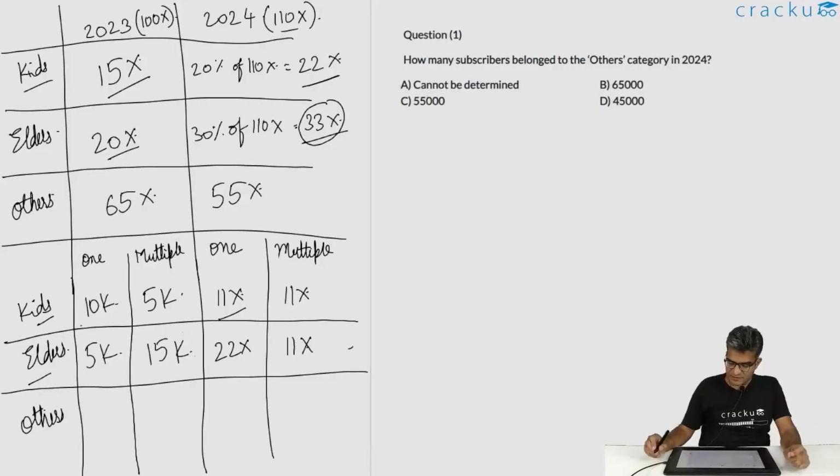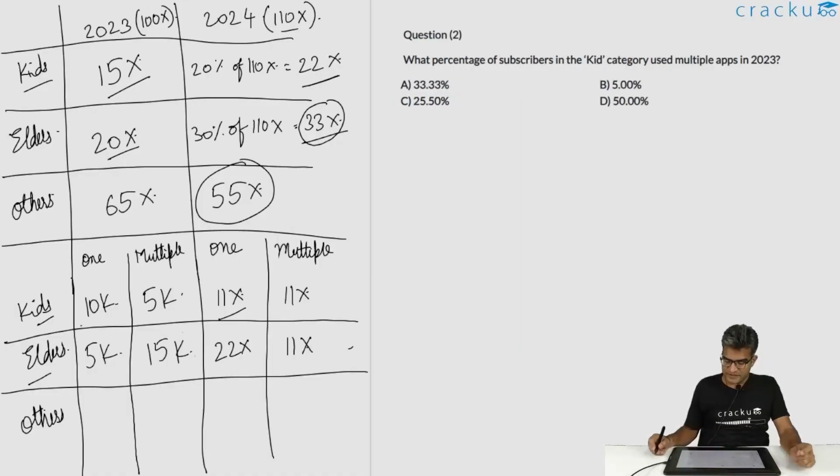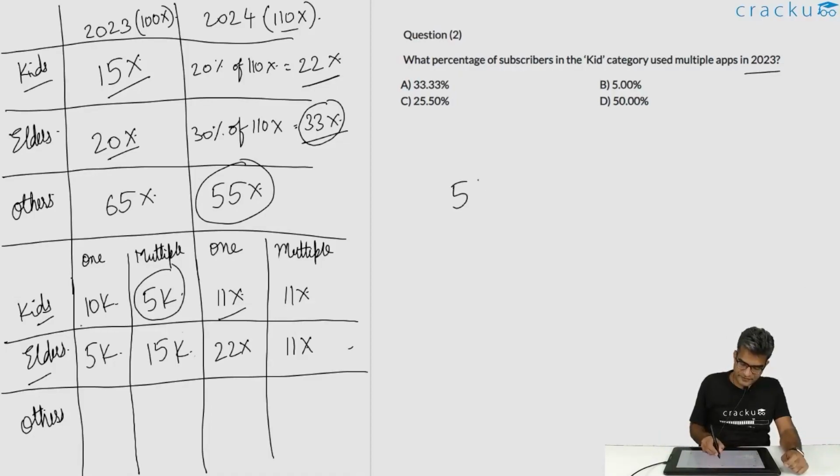How many subscribers belong to other category in 2024? In 2024, other category was 55,000, which is option C. What percentage of subscribers in the kid category used multiple apps in 2023? This is 5k out of a total of 10 plus 5 is 15k into 100. This will be equal to 33.33%, which is option A.